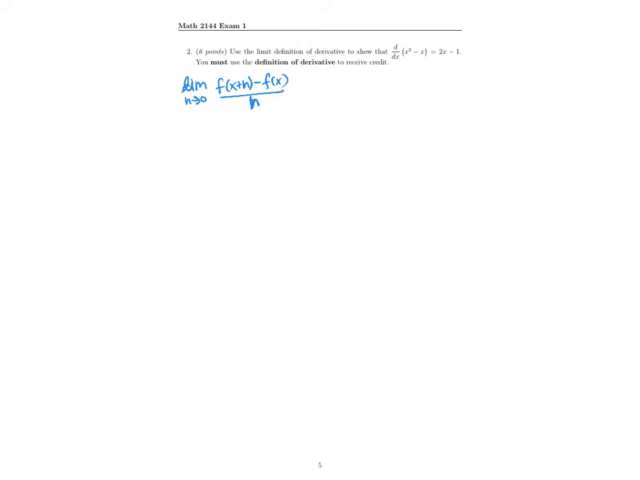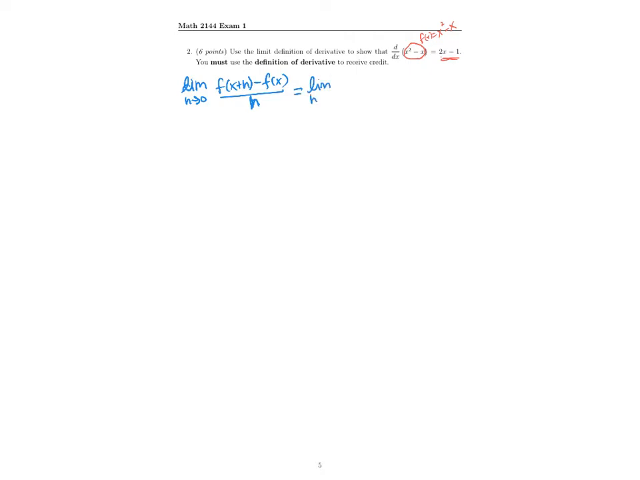And what is my function f? So I have to kind of deduce a little bit from the notation here that it's wanting the derivative of this function. So my f of x is x squared minus x here. And then this should be my answer in the end. So I already know what answer I'm shooting for. I just need to show it using this definition of derivative. Okay, so let's plug these values into our function.